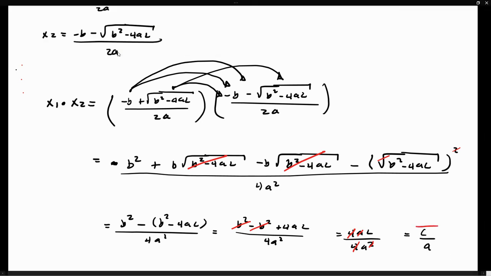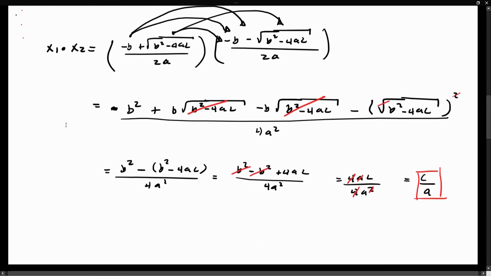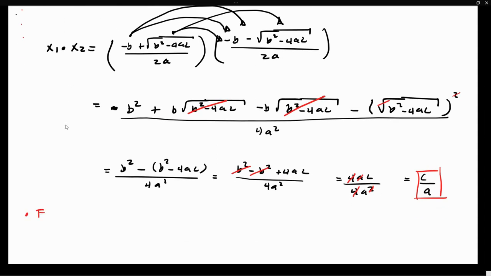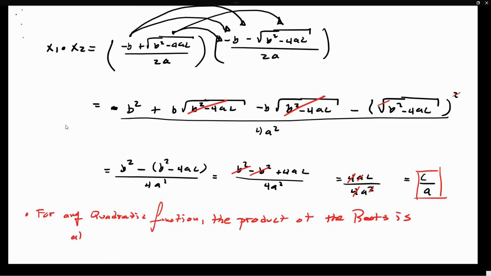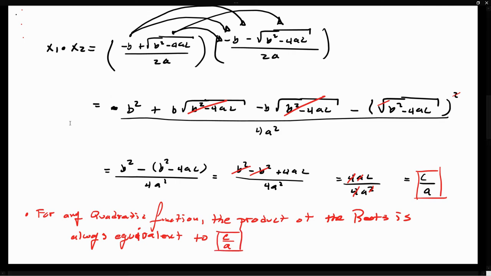And what this is saying is that for any quadratic, so let's just write it out. So for any quadratic function, the product of the roots, it's always equivalent to the expression c over a. And this is the main idea for today.